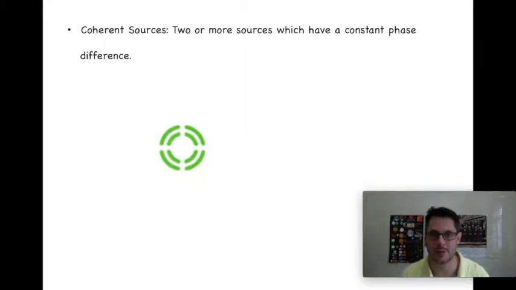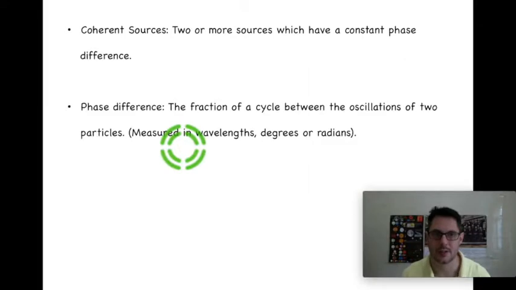Coherent sources: two or more sources which have a constant phase difference. Phase difference: the fraction of a cycle between the oscillations of two particles, measured in wavelengths, degrees or radians. Okay, so coherent sources means the two waves have the same frequency. Phase difference is the fraction of a cycle.